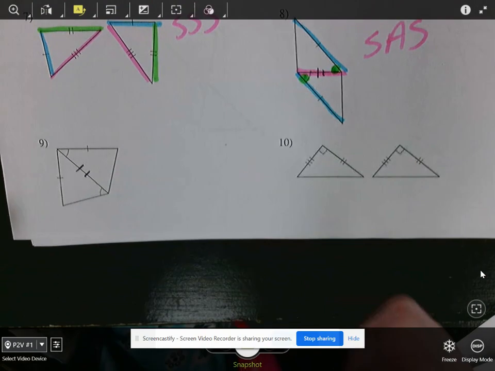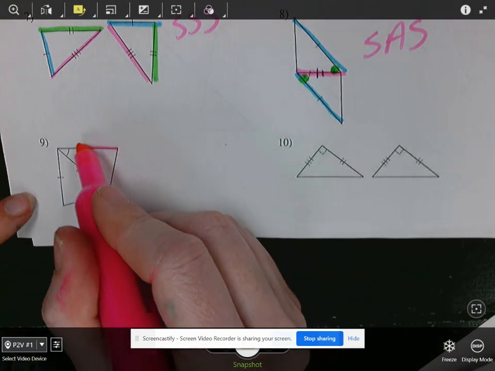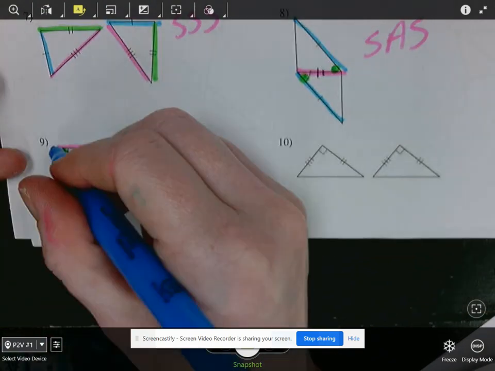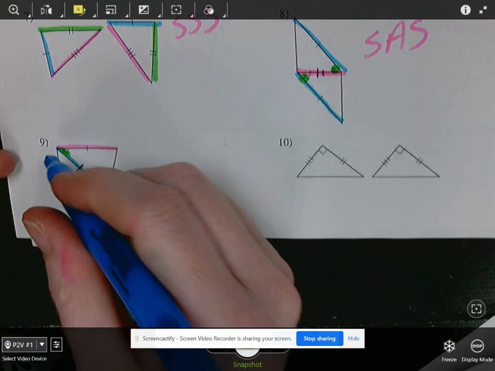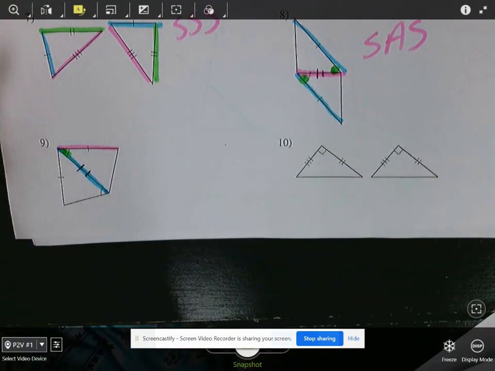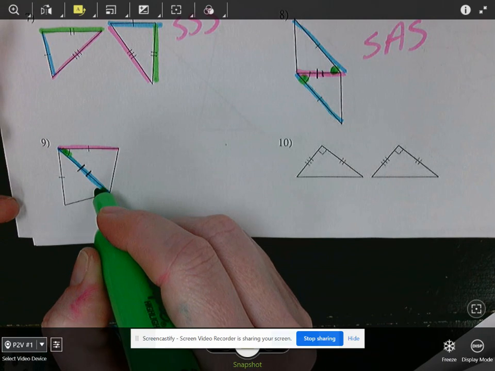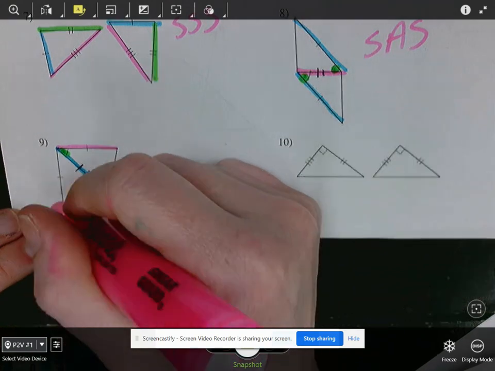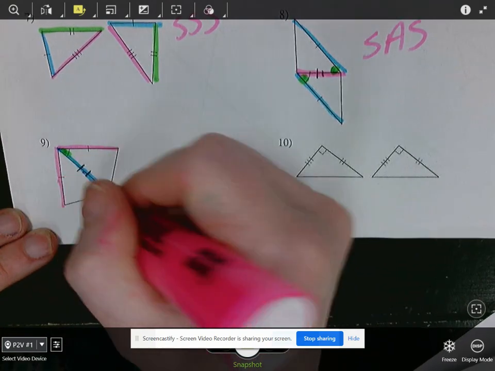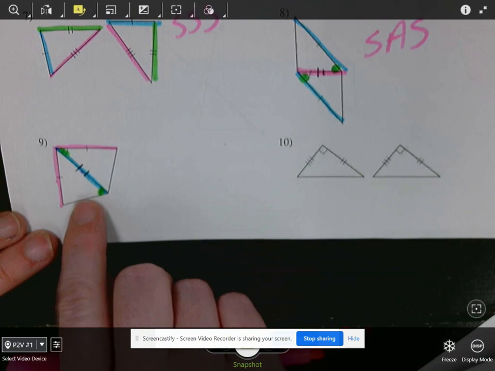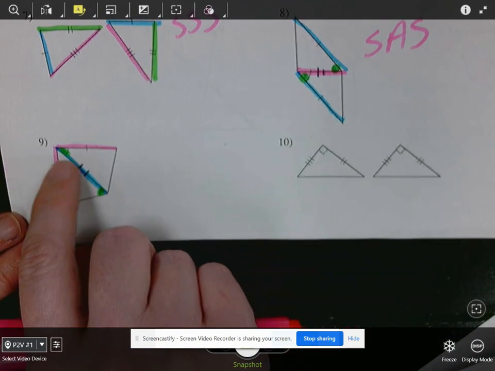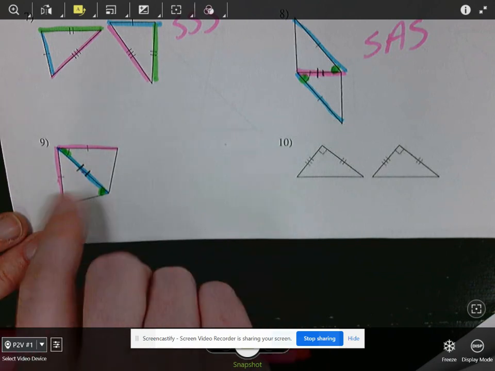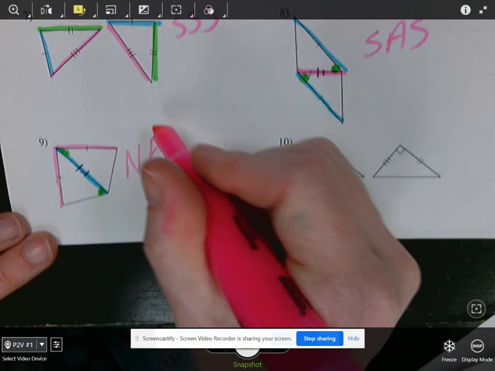Okay. Number 9. Side, angle, side, side, angle. Oh, I don't get another side till all the way over here. So this would actually be considered side, side, angle. And see how this angle's at the bottom on this line? It's not in the middle of the pink and the blue up here. So this would be side, side, angle, or angle, side, side. So you can't use it. So that would be not enough information.